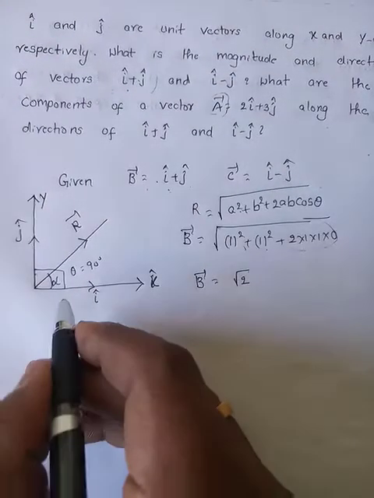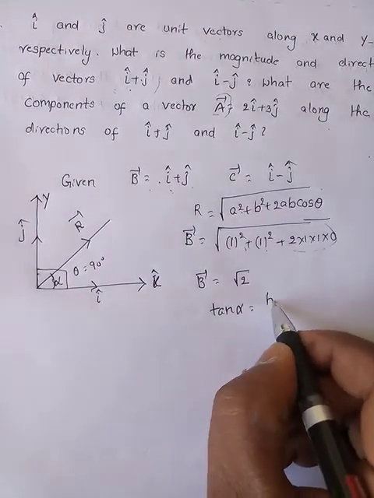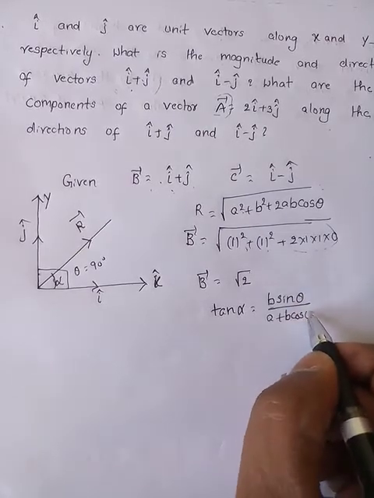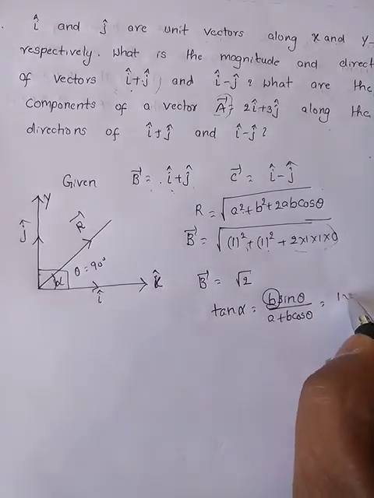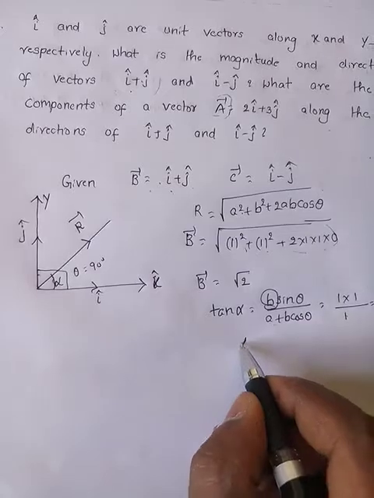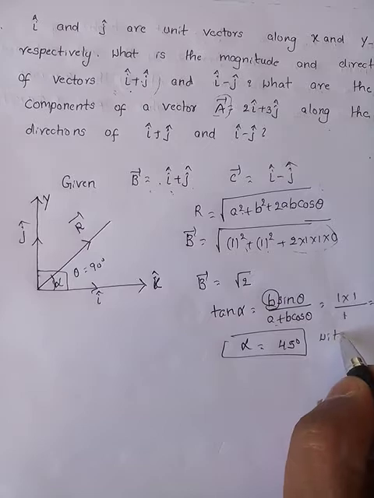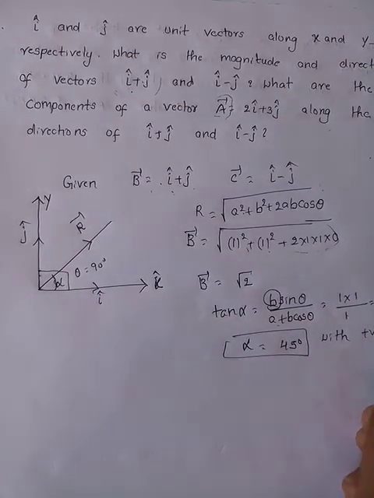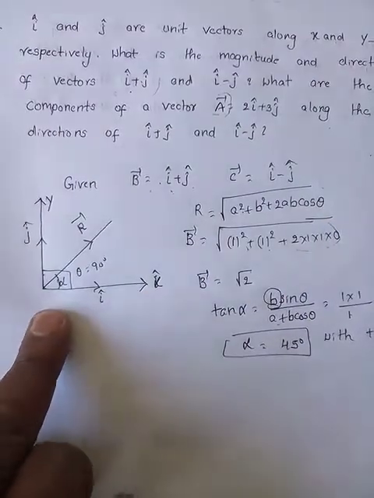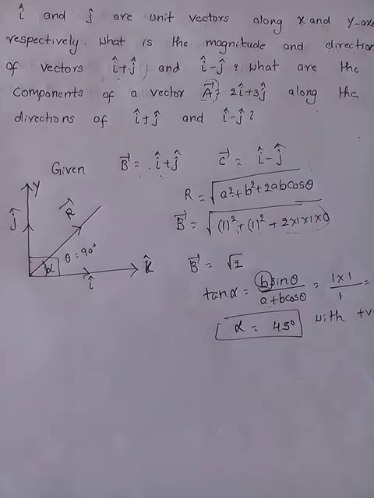Next, what is the angle it makes? Tan alpha, right? Tan alpha is equal to, what is the formula? B sin theta by A plus B cos theta. Magnitude of B is how much? 1. Sin 90 is 1, by 1. So 1 by 1 is 1. So alpha is equal to what? 45 degrees with positive x axis, or with y axis also the same, but we consider here alpha, right? So alpha is 45 degrees with positive x axis.